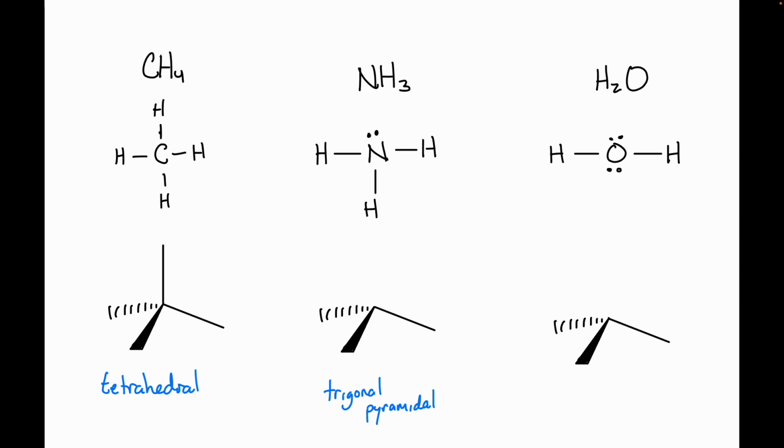I could have picked this one and this one. I could have picked this one and this one, right? It doesn't matter. I just need to get rid of 2 of them, and that will leave me with my, what do we call that? Bent geometry.